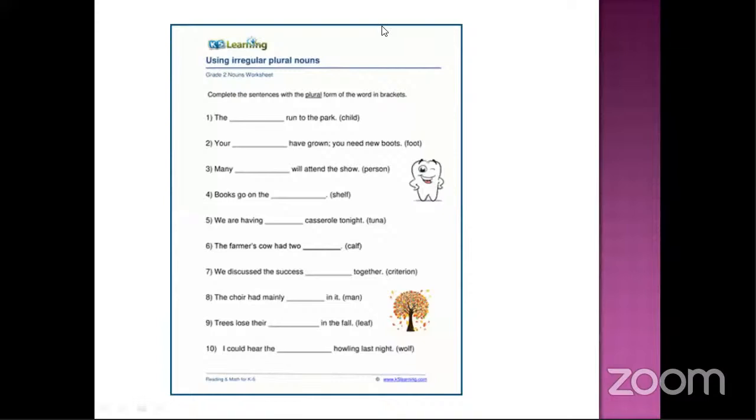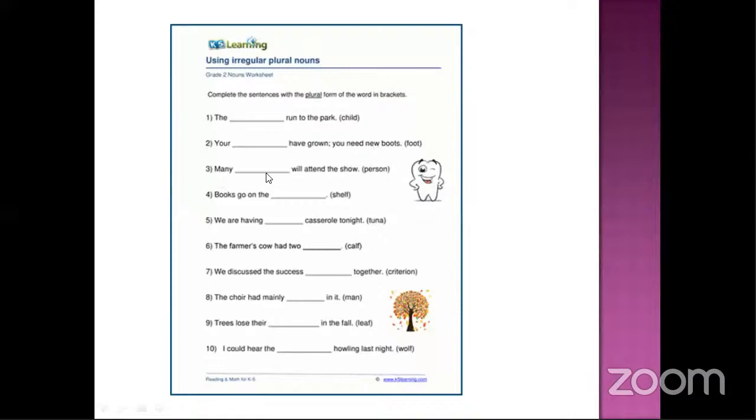Okay, first one is, the blank run to the park. The correct answer is child, plural, like children. Next one, your blank have grown. You need new boots. So what is the noun? It is foot. Then the plural is feet. Your feet have grown. You need new boots.